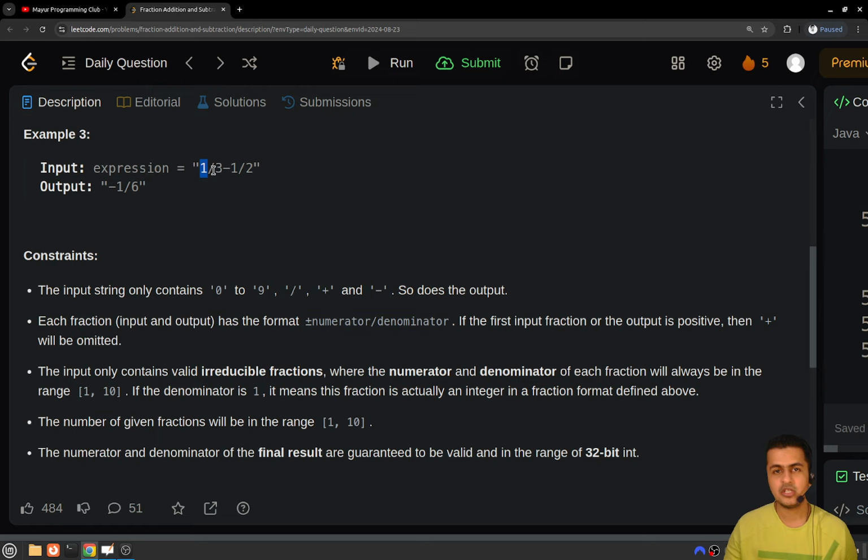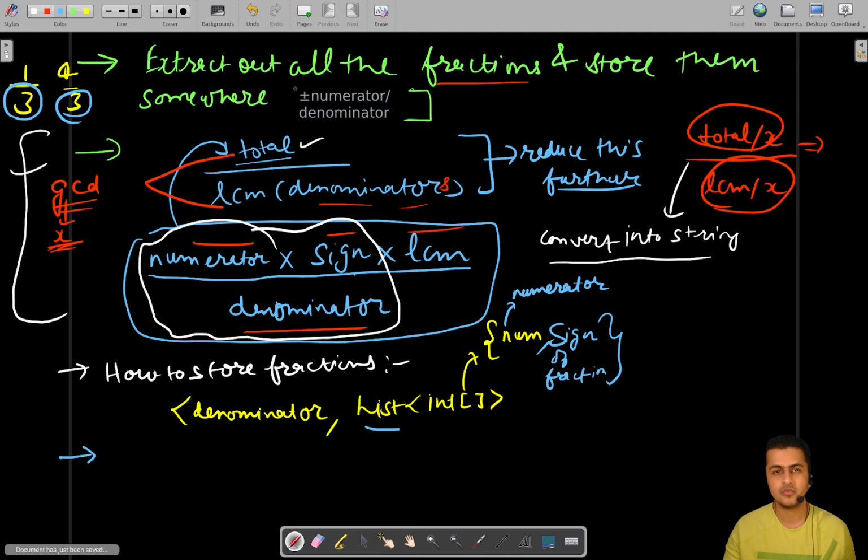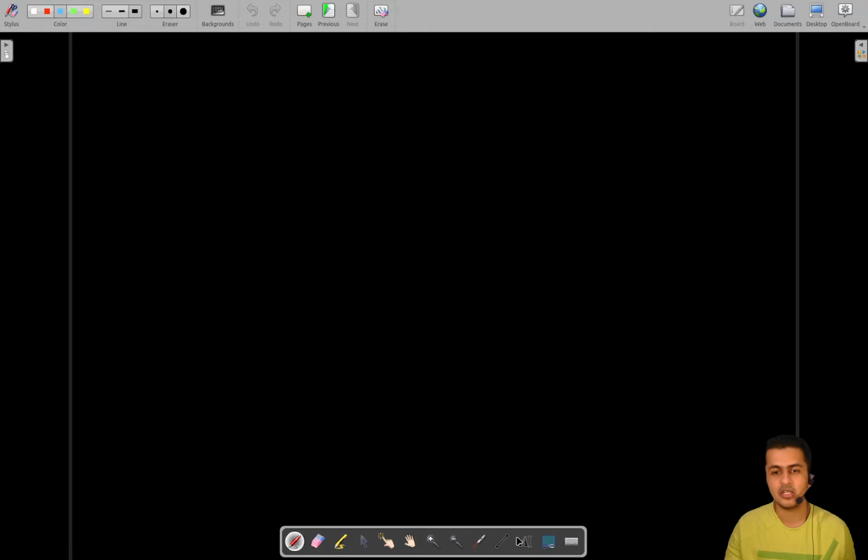Right from where you see your first character to the point where you encounter either a positive or a negative sign, you will keep collecting the characters. And while you are doing this collection, let me take this to the board so that we will be able to understand it more clearly.